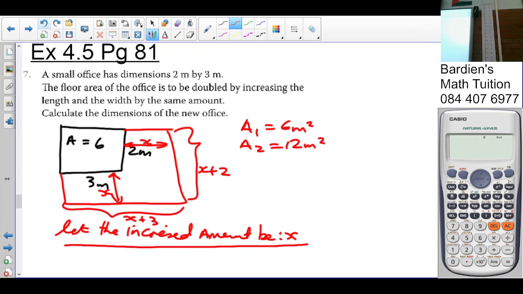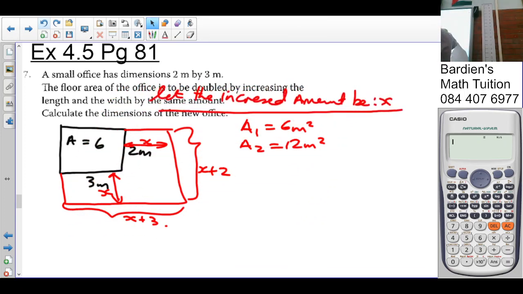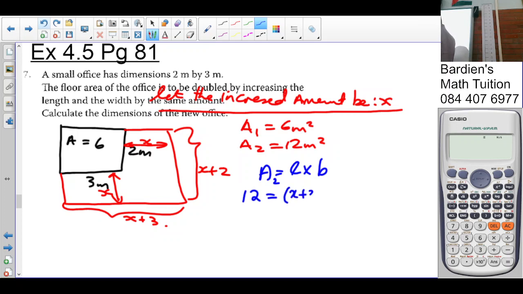Who's confused there? You all okay with that? Do I have enough to set up my formula? Yes, we have enough to set my formula. So we know how to calculate the area? Length times breadth. What's the area of the second shape? 12. So I say 12 is equal to what's the length? X plus 2, and what's the breadth? X plus 3. From there I'm setting up an equation, and I'm sure you know how to solve that quadratic equation. So do that with me.